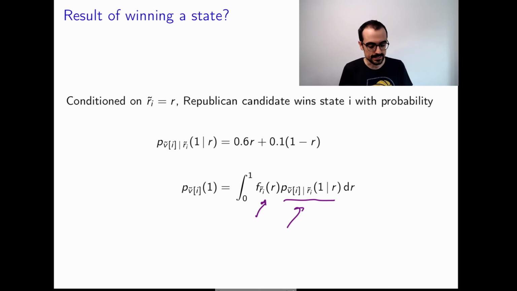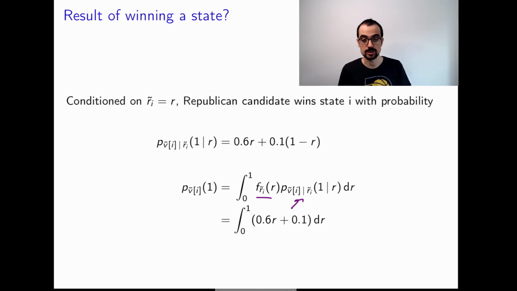Anyways, so we set up this integral. It goes from 0 to 1 because the marginal of the rural turnout is equal to 1 over there and 0 otherwise. So we plug in 1 for this, and then we plug in the conditional PMF, which is equal to this, and then we integrate from 0 to 1, and what we get is that the probability is equal to 0.35. So the Republican candidate has a 35% probability of winning each state.